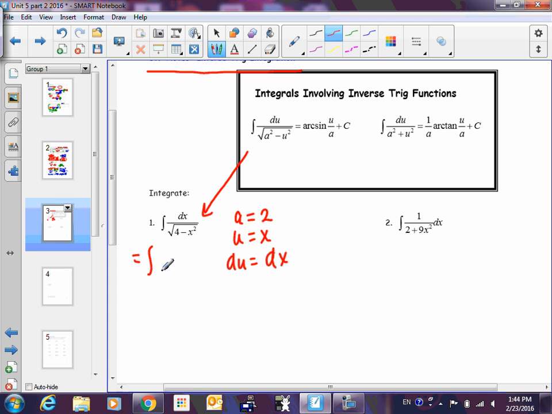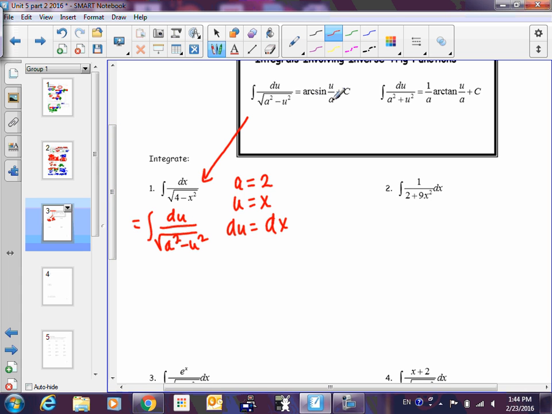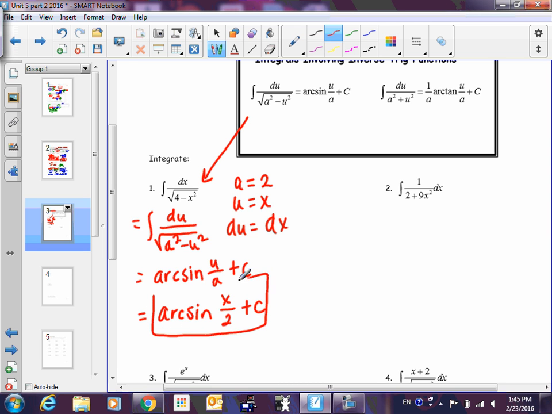Okay, so let's replace all of that stuff. So I'm going to replace the DX with the DU. I'm going to replace the 4 with an A squared and the X squared with the U squared. If you notice, what I have now looks exactly like this formula. Okay, so this is going to equal, just using the other part of the formula, arcsine of U over A plus C. And then just like when we did U substitution, although this is a little bit different, we are going to just replace the U with an X and replace the A with a 2. Okay? Now if you feel like you can go straight into the answer, that's great. You don't have to show all of these steps. So A squared is in the formula, and since 4 is A squared, A is just 2.